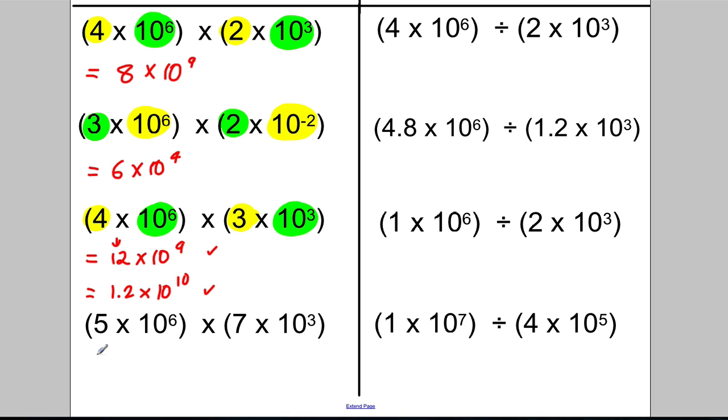So 5 multiplied by 7 is 35. 10 to the 6 multiplied by 10 to the 3 would be 10 to the 9. You're not allowed to have 35, so you write 3.5. You've just done a multiply, so you increase the power by 1, like that.